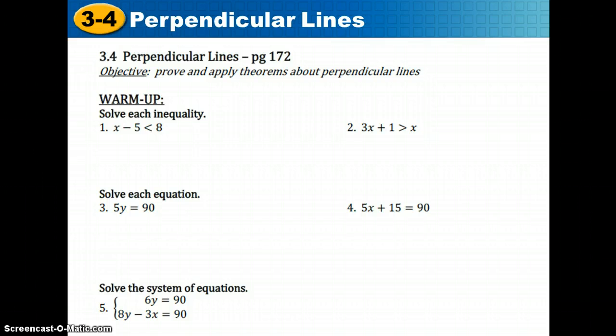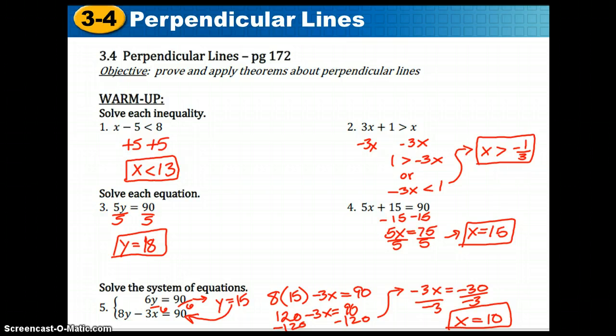Alright, hopefully you've had enough time to complete the warm-up, and these are the answers we should have gotten. In this one, you add 5 to both sides, so x is less than 13. But in number 2, you have to be careful. If you choose to subtract 3x from both sides, then 1 is greater than negative 3x. We could flip that around and say negative 3x is less than 1, so that x is on the left-hand side. But when you divide both sides by negative 3, you have to change that to a greater than symbol. You have to flip the symbol when dividing by a negative. So we would say x is greater than negative 1/3.